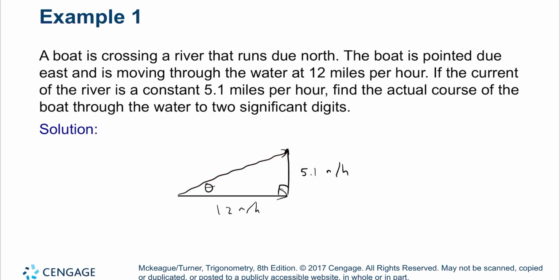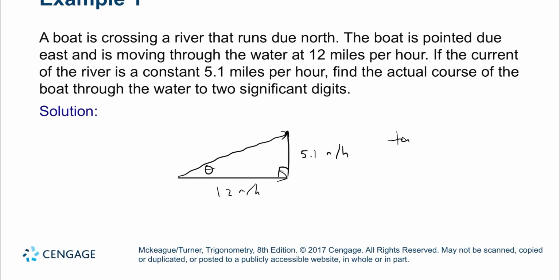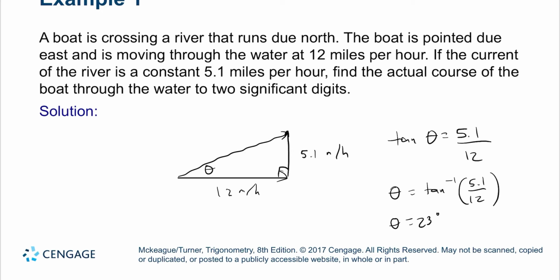So let's start with the angle. We can set up our equation as tangent of theta is equal to opposite over adjacent. So the angle would be the inverse tangent of 5.1 over 12. Inverse tan of 5.1 divided by 12 is 23 degrees. So that would be our theta.